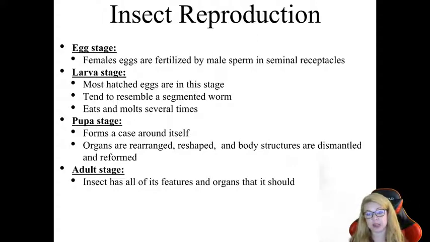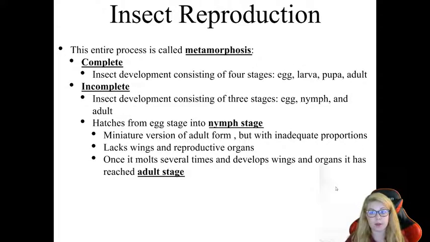And at this point, it will eat and molt several times while in this phase before moving on to the pupa stage, which is when it forms a case around itself. And at this point, the organs get rearranged, they get reshaped, and the body structures are dismantled and reformed so that by the time it gets to the last stage, which is the adult stage, the insect has all of its features and organs that it should and is recognizable to us as the insect that it is. And so you guys know this entire process probably all the way down from like first grade as metamorphosis.